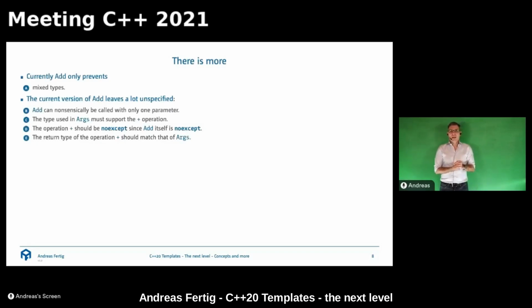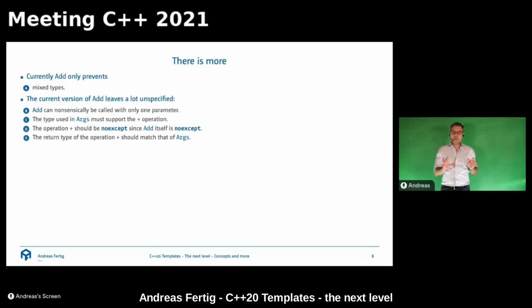Let's circle back to our add example, and let's look at it with some fresh eyes. Currently, add only prevents mixed types. So I can only stick in types of the same type, which is reasonable. But the current add version leaves a couple of things unspecified. Currently, in my implementation, I can call add with only one parameter, or technically also with 0 parameters. And that makes absolutely no sense.